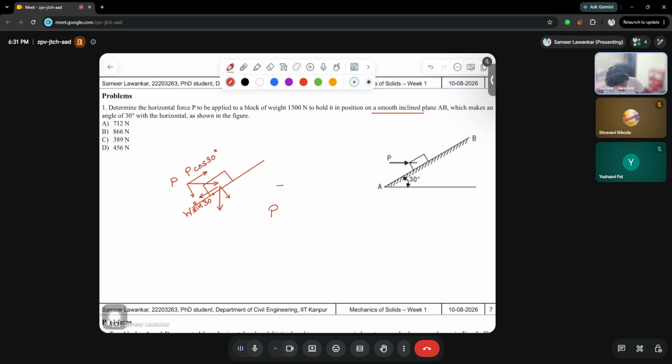When you use summation Fx equal to 0, let us suppose that this is your x direction and this is your y direction. So P cos 30 degrees is equal to W sin 30 degrees, and when you solve this you get the answer P as approximately 866 newtons. As simple as that, only use of equilibrium equations and FBDs.